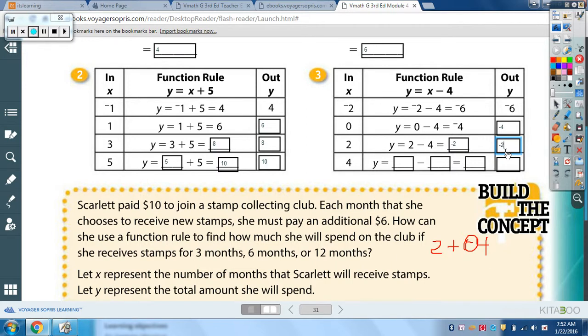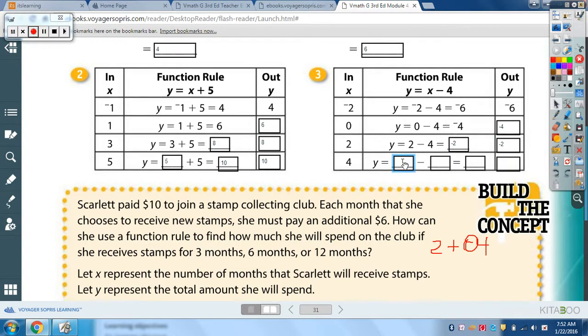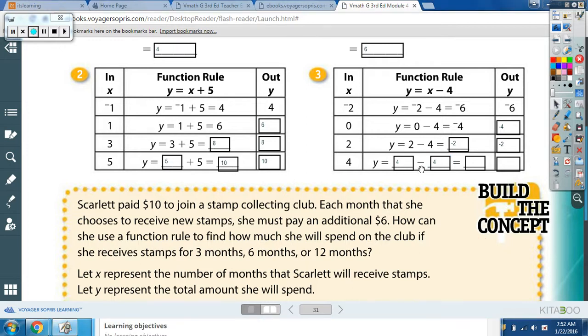And finally, let's take a look. If we use 4, we substitute 4 for x. When x equals 4, we have y equals 4 minus 4. So what is the output value when x equals 4? So we have 4 minus 4. In 4 minus 4, once again, it's addition of the opposite. Okay? Addition of the opposite, so we'll end up with 4 plus -4. 4 plus -4, or 4 minus 4, equals 0. So our y value will be 0.